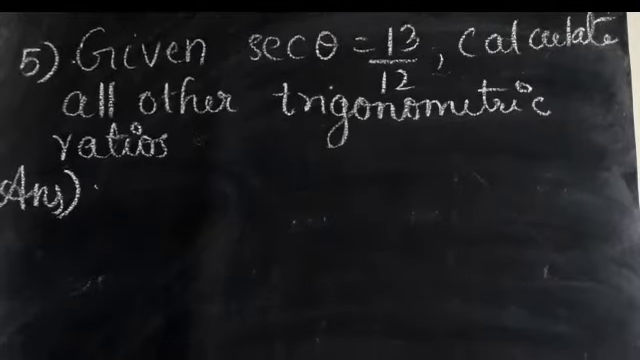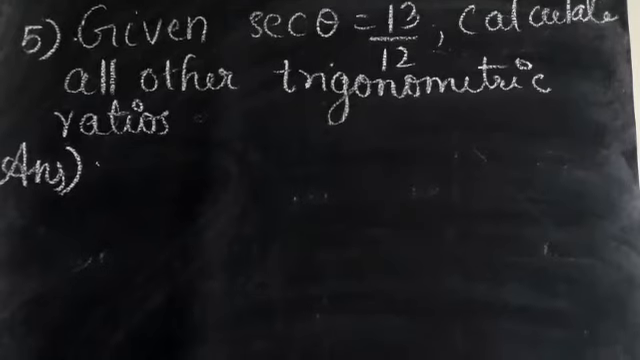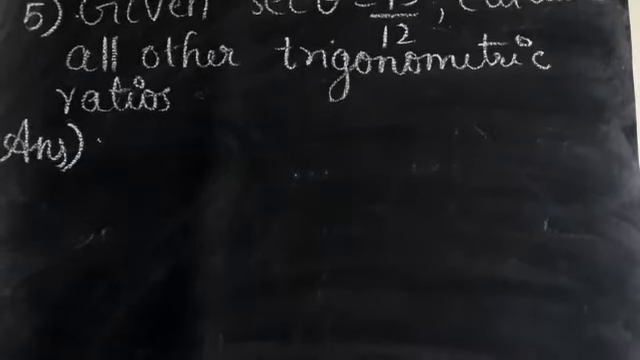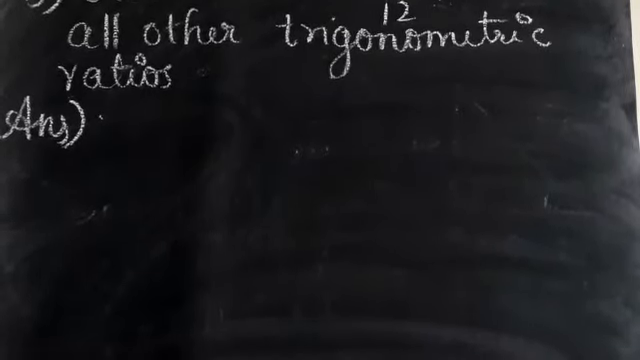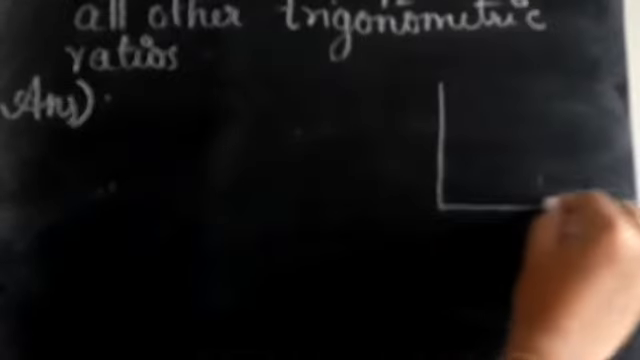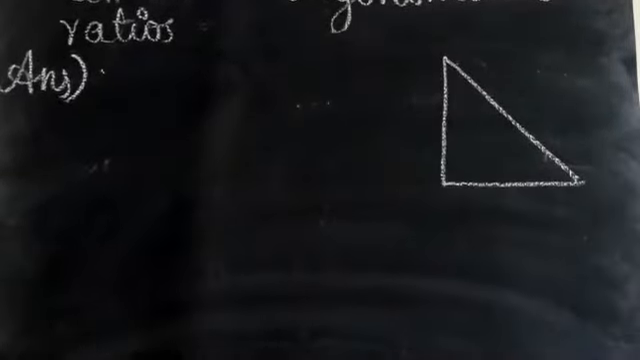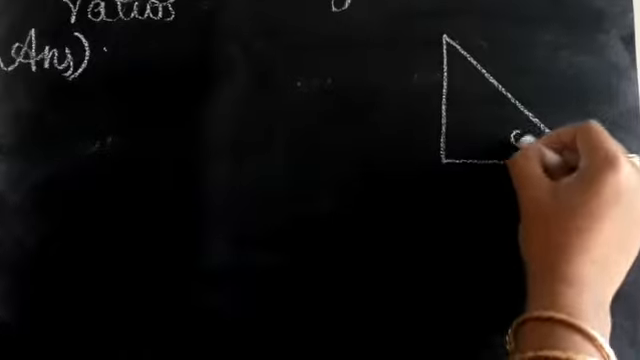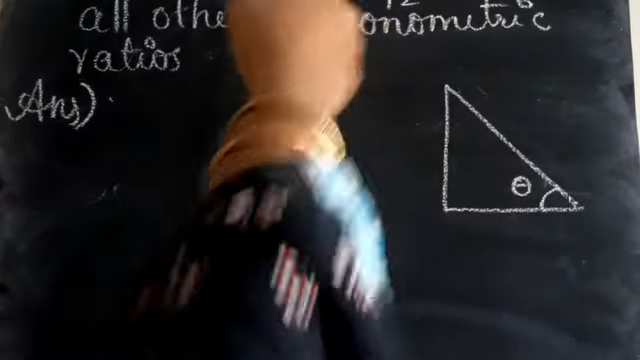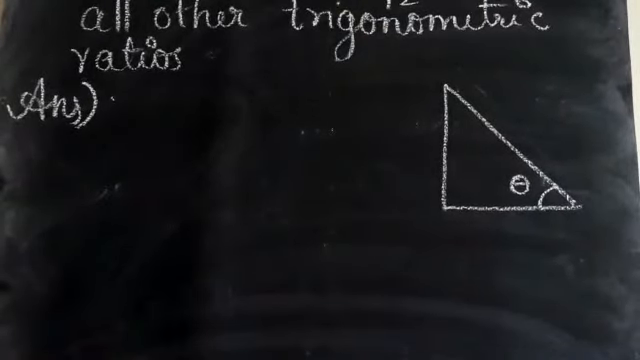Fifth question, given sec theta is equal to 13 by 12. Calculate all other trigonometric ratios. Okay. So what is the first step? First you draw a right triangle. Any angle you can take as theta. I am taking this angle as theta. So which ratio is given? Sec theta is equal to 13 by 12.